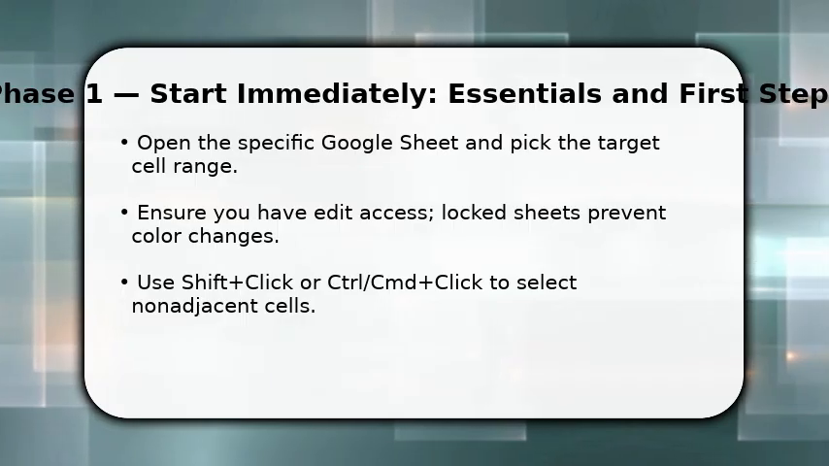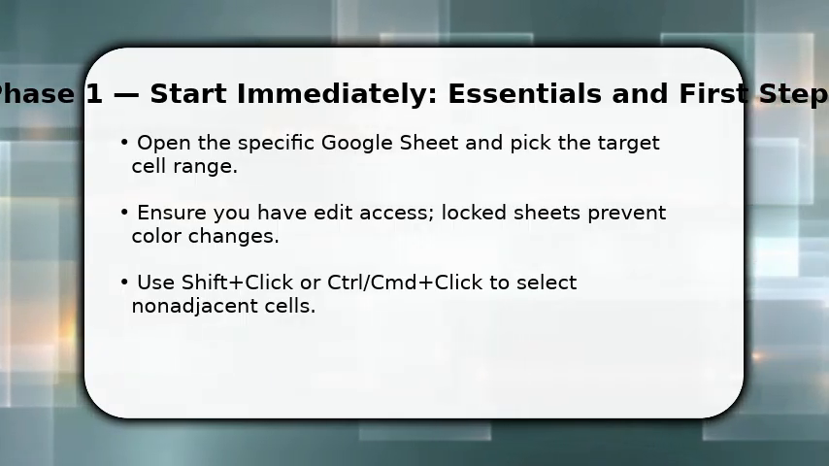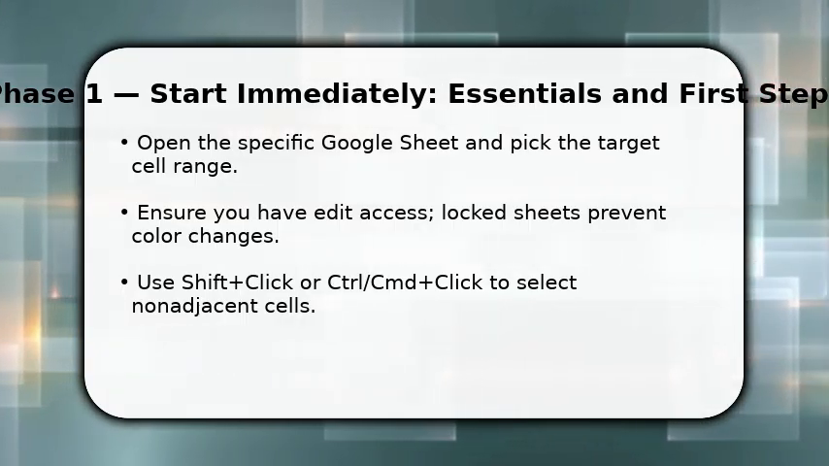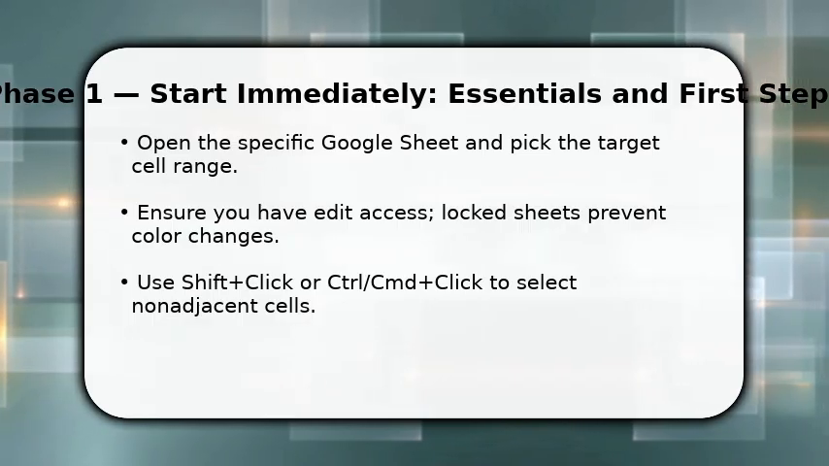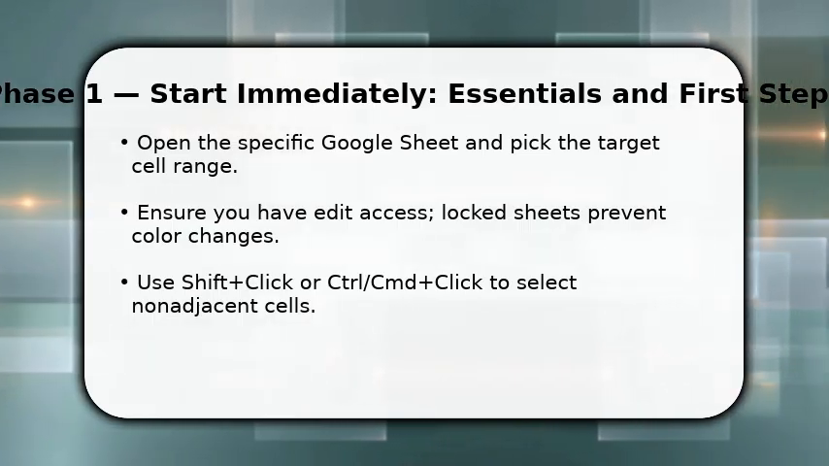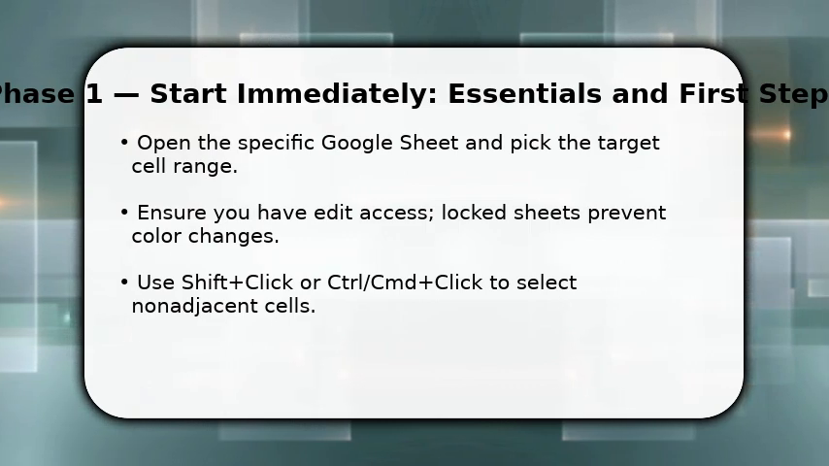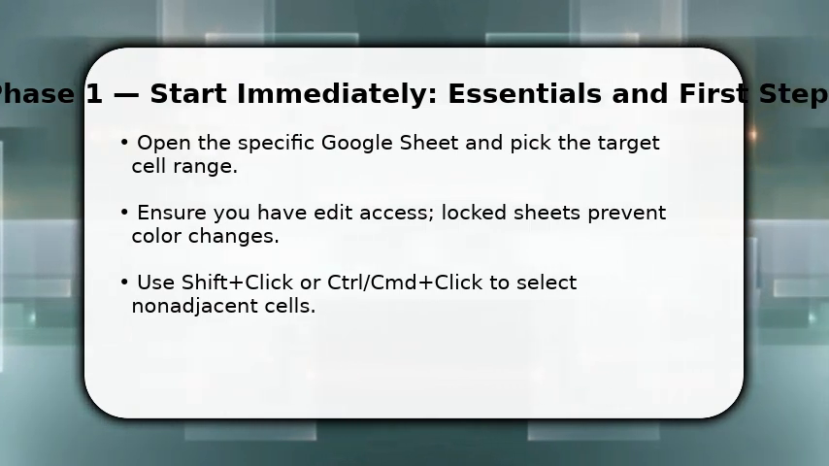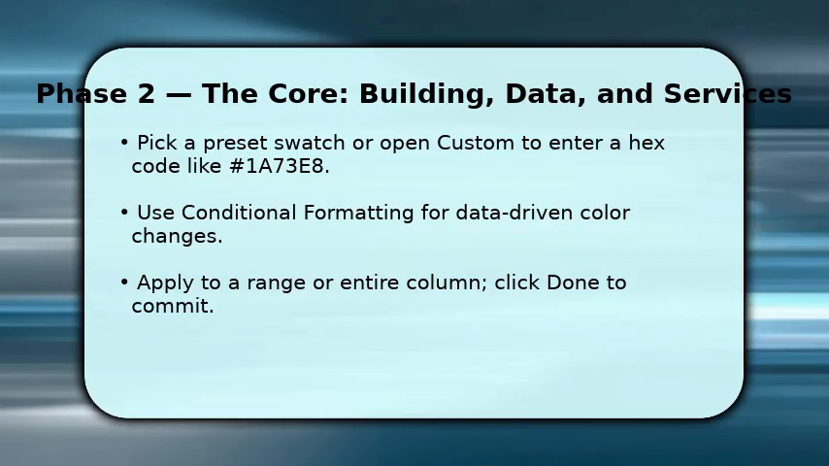Make sure you have edit permission because view-only mode disables color tools. If you need a precise match, choose Custom and prepare the hex or RGB value. This keeps branding consistent and avoids guesswork. After opening the color picker, select a preset or click Custom to enter a hex code.